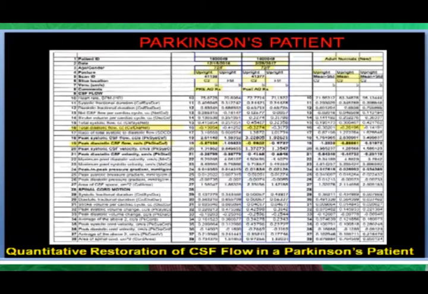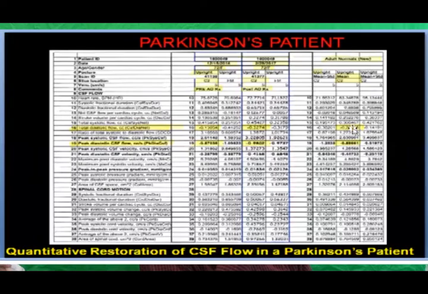Now, this is a Parkinson's patient, and I don't know if you can see these numbers, but the three columns on the right are the quantified CSF flow, which is circulating from the brain to the tailbone, 32 quarts a day. And when we did her the first time before she was treated, her CSF flow was half of normal. And we found a malalignment of the craniocervical junction. So I took her to Dr. Rosa, who is our expert on this, and he, using the Atlas orthogonal technology, realigned her C1 and C2, and her CSF flow doubled, and it was back to normal.